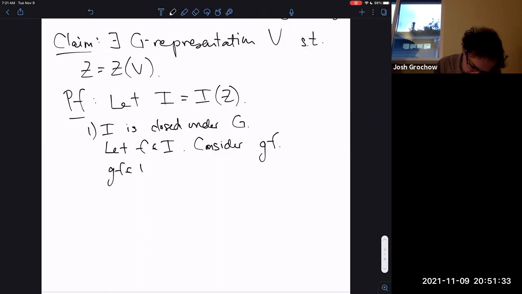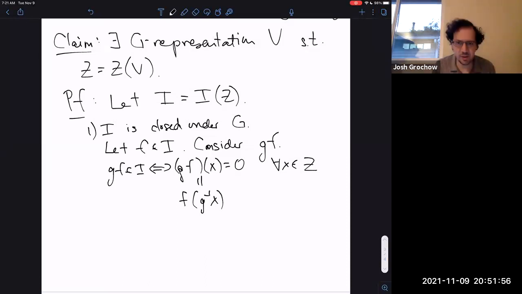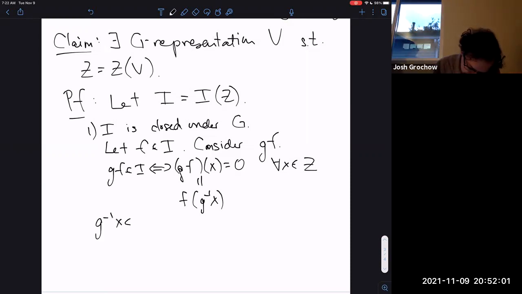So GF will be in I if and only if GF evaluated at X is 0 for all X in our Zariski closed set. Okay, but this is F of G inverse X. Okay, but G inverse X is in our Zariski closed set. So G inverse X in Z implies that this is 0.